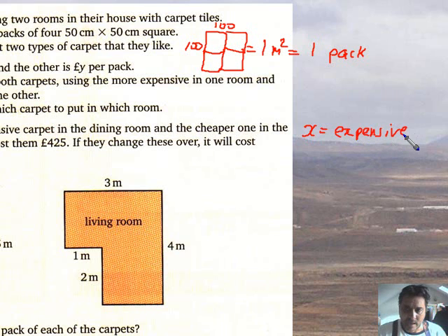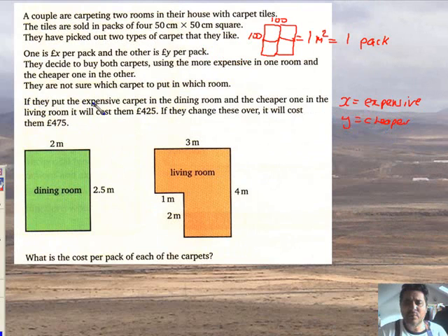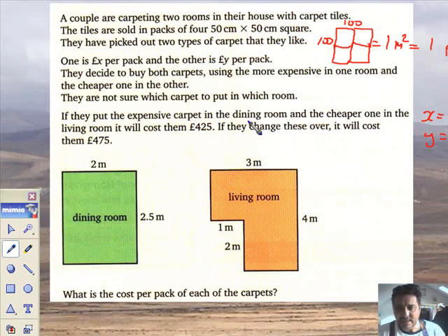And I want to go for y equals the cheap one. And these are carpets. If they put the expensive one in the dining room and the cheap one in the living room, it will cost 425 quid. If they do it the other way around, in other words, the expensive one in the living room and the cheap one in the dining room, then it would cost them more, £475. What is the cost per pack of each of the carpets? In other words, what's the cost per metre?